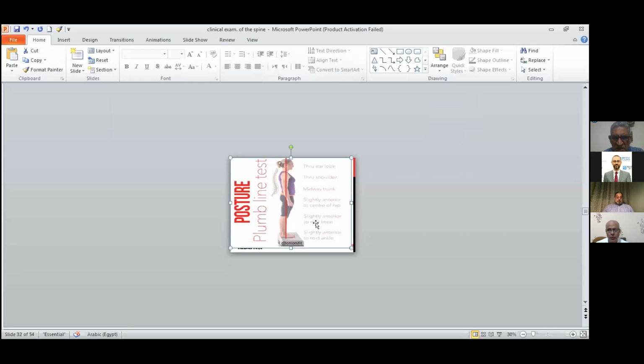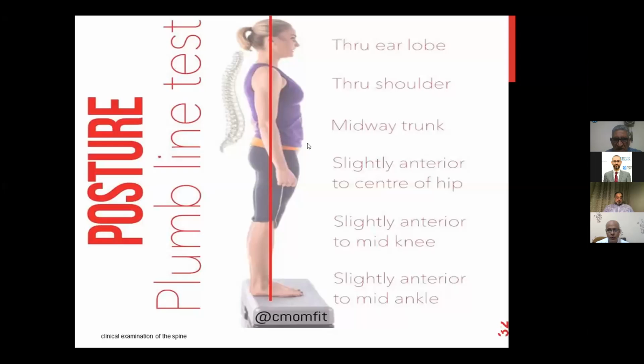We can see here the range of motion. This is the plumb line. This is the plumb line in the lateral position from the meatus to the hip and down to the anterior part of the ankle.